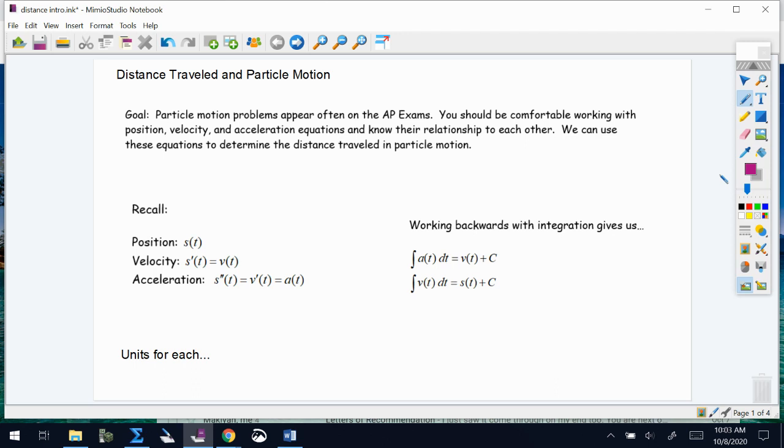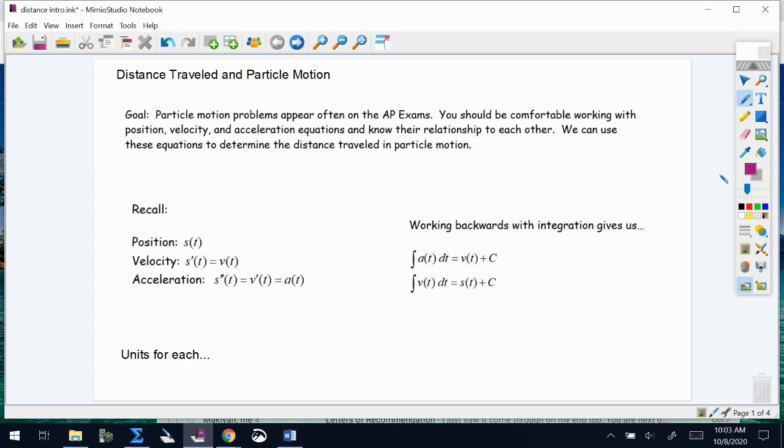This video is going to be another one of those short explanation videos, and it's going to be the last topic that is going to be covered in Chapter 7. So our last integral application is using integration to figure out the distance that's been traveled, and it's often referred to as particle motion.